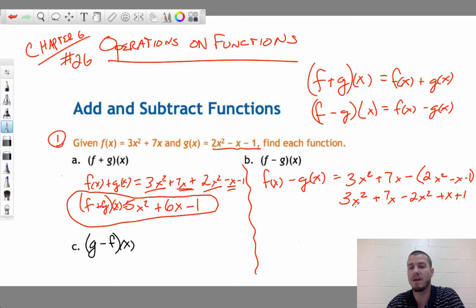And now I combine my like terms. 3x squared minus 2x squared is positive 1x squared. 7x plus x is going to be 8x. And now I have a positive 1. So this is f minus g of x.